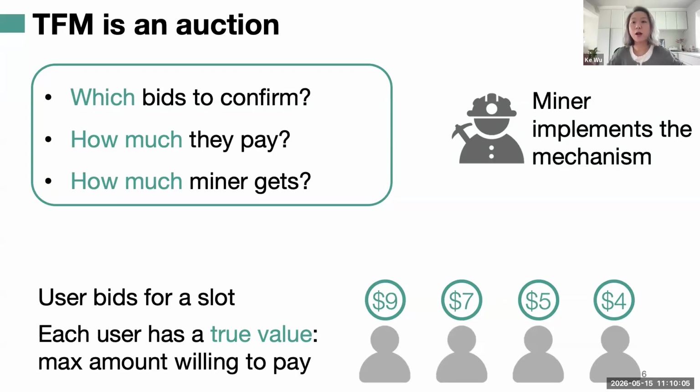As a heads up, in the blockchain context, it is not necessarily the case that all payments go to the miner. Some payments or even all of the payment can be burned. And since this mechanism determines the transaction fee, it is called the transaction fee mechanism.